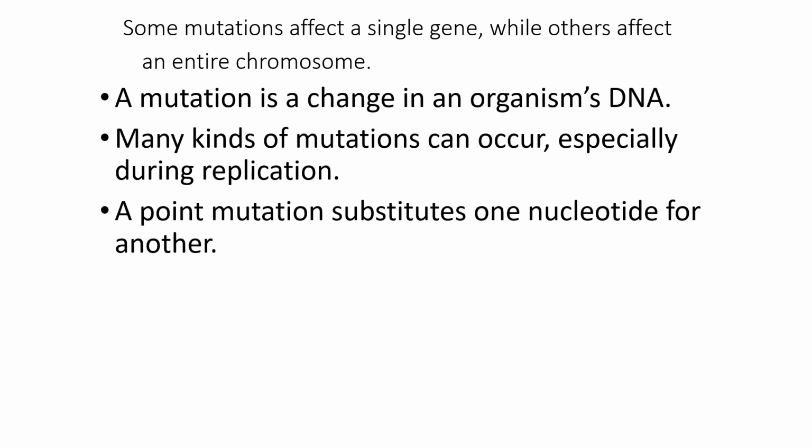So what happens when this goes wrong? Up to now, everything's been working great. But if there is a mutation in the gene that was not caught early on by those checkpoints during the interphase of mitosis or meiosis, this can actually change the organism's DNA. There are lots of types of mutations that can occur during replication and then not be caught. So an example is a point mutation, and this just substitutes one nucleotide for another.